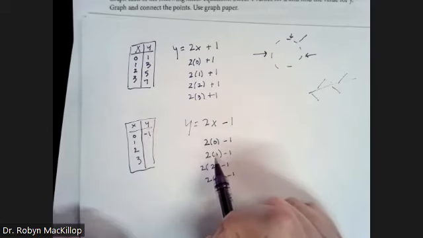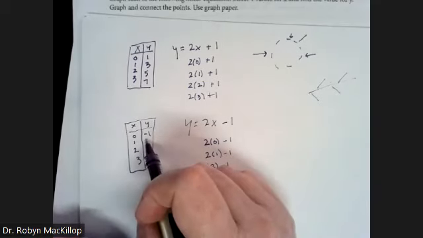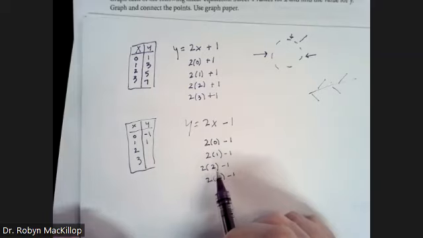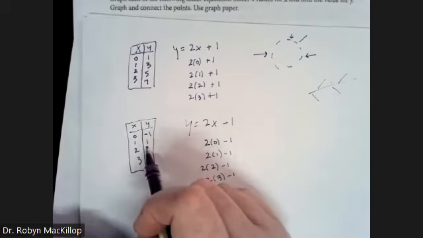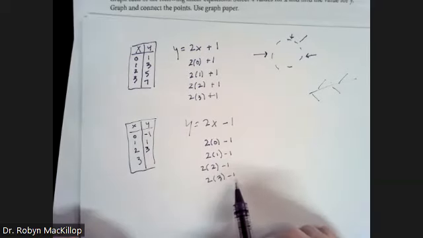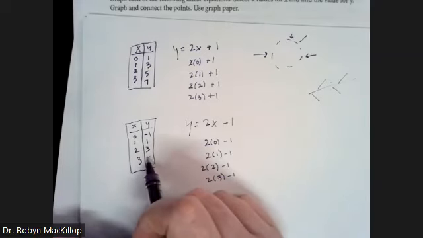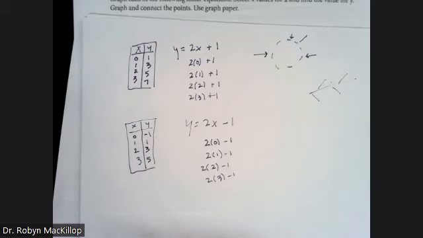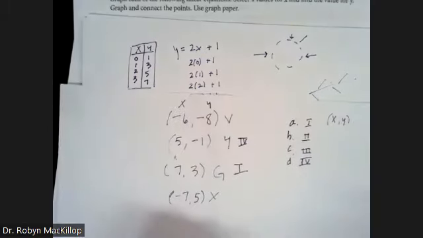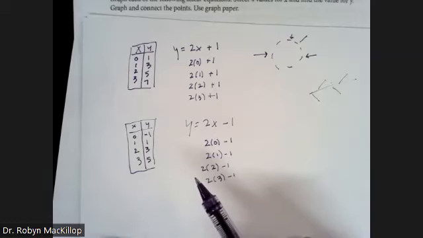Okay. 2 times 1 is 2 minus 1 is 1. 4 minus 1 is 3. And 6 minus 1 is 5. Perfect. And it's perfectly okay to have negative numbers because what did we have before? We had negative numbers. It just means it goes into a different quadrant on the grid.